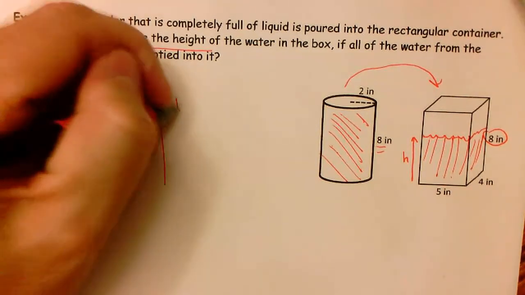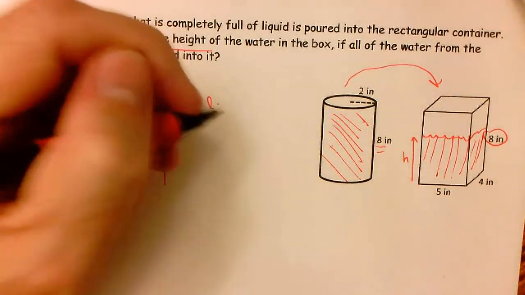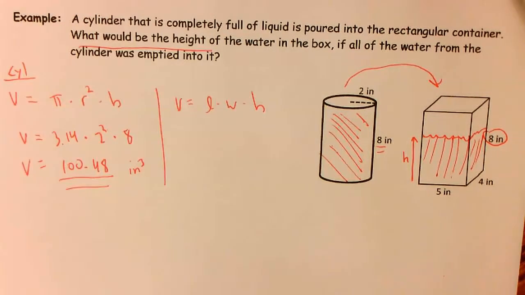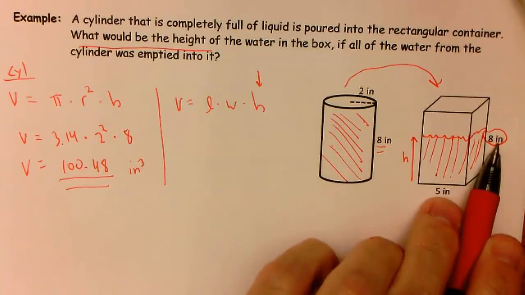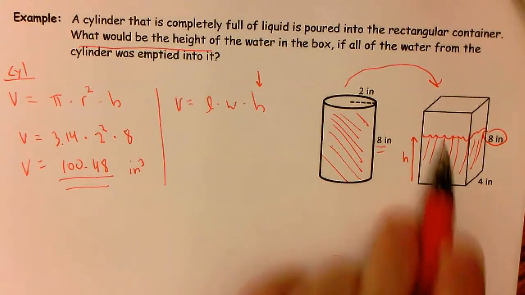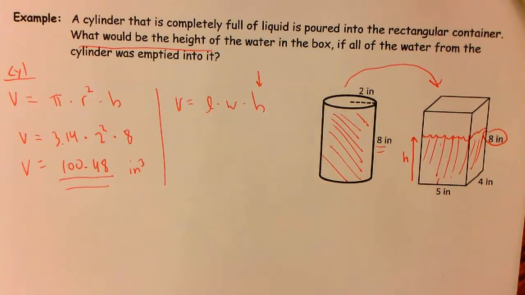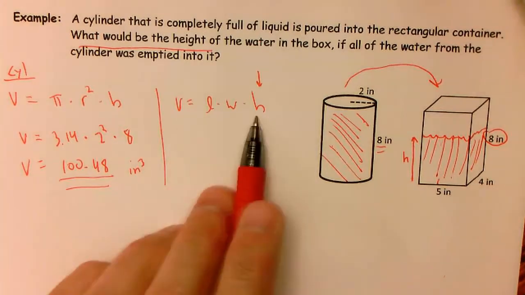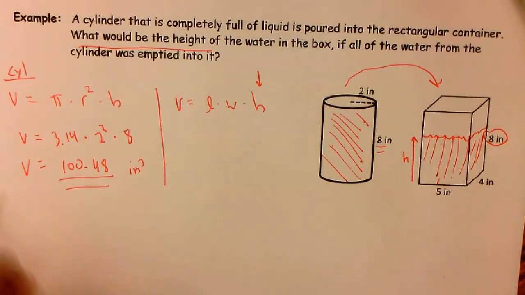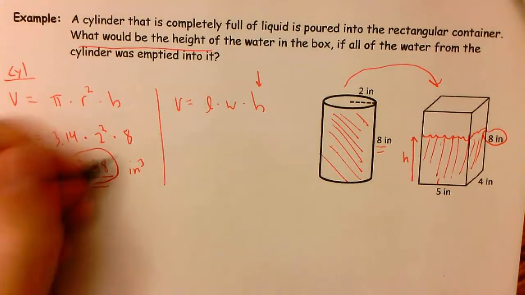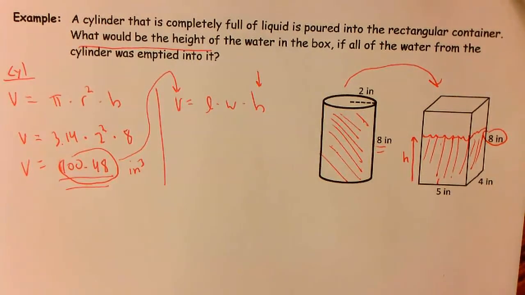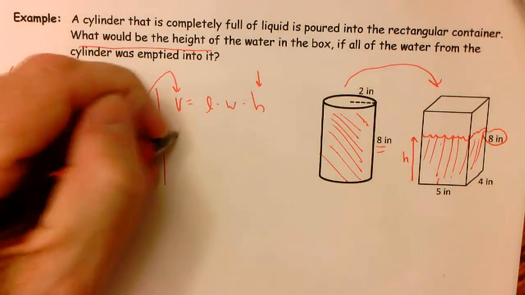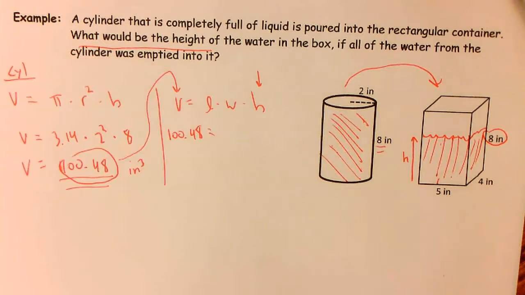Now I know that the box has a volume of length times width times height. But I don't know what the height is going to be. I know the height of the box, but I don't really care what the height of the box is. I care what the height of the water in the box is. So what do I know here? I know that this is the volume that is going to be poured into the box. The volume is going to be 100.48.